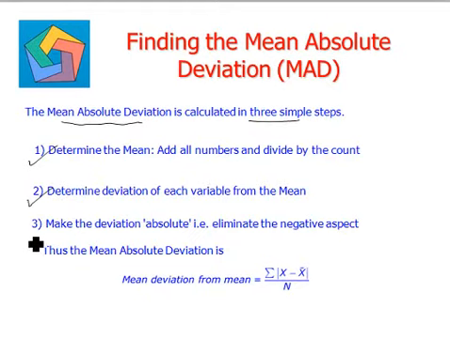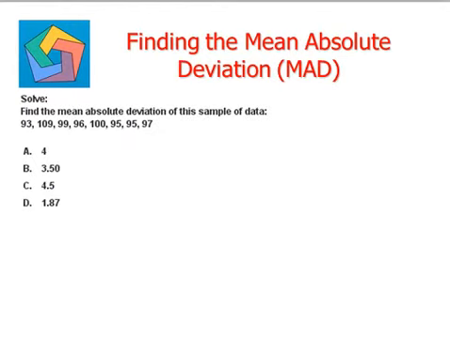And then we make the deviation absolute, that is, we eliminate the negative sign. And finally, the mean absolute deviation is found by using this formula: the total of all the deviations, divided by the count, gives us the mean absolute deviation. Let's do this with the help of some questions.